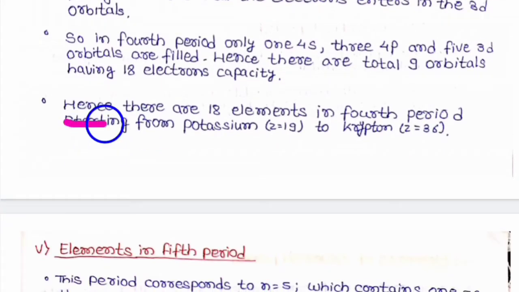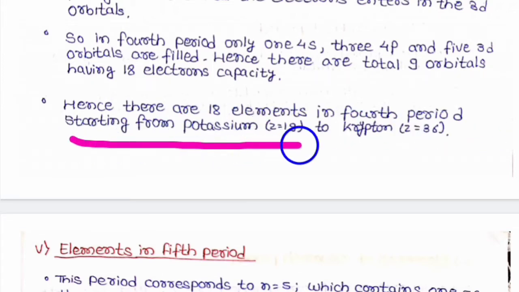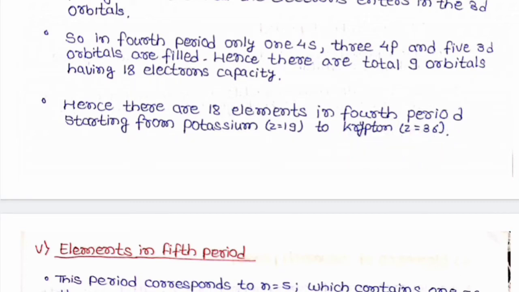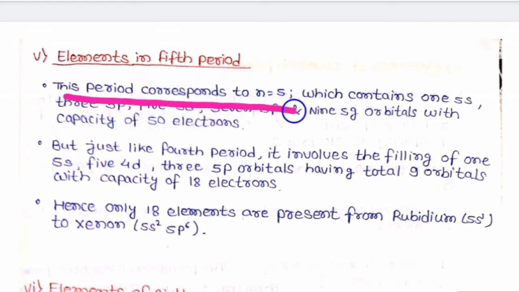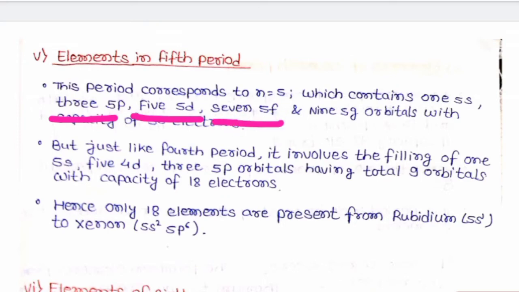Hence there are 18 elements in the fourth period, starting from potassium with atomic number 19 to krypton of atomic number 36. Let's start elements in the fifth period. This period corresponds to n equals 5, which contains 1 5s orbital, 3 5p orbitals, 5 5d orbitals, 7 5f orbitals and 9 5g orbitals with capacity of 50 electrons.